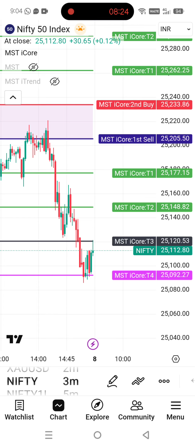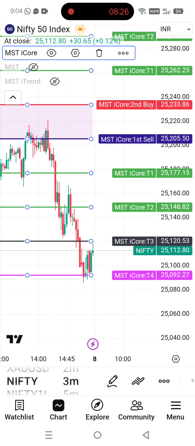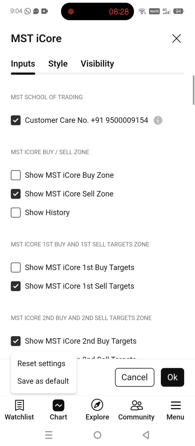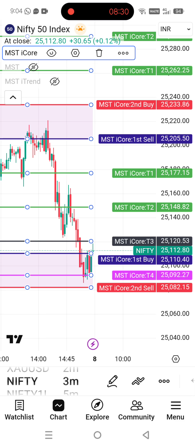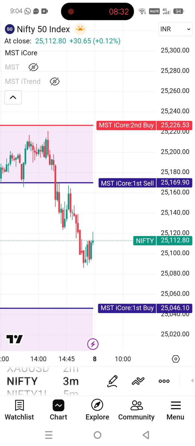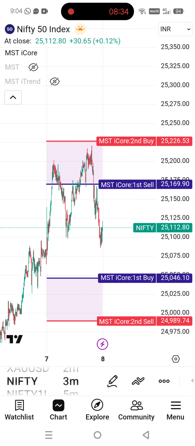So I will summarize what you have to do. Once the market has opened, go to the settings and give the reset button. That's all. This is the first thing. Wait for the market to reach either level. If it is going to the supply zone, wait for one red candle to close below the sell zone and the low of that candle is broken, then you can go for the sell entry.